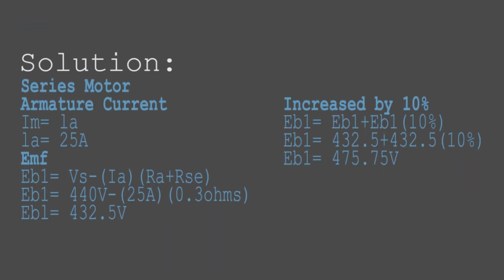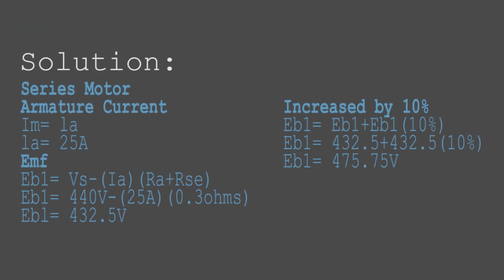And these are the solutions. Armature current IM is equals to IA, so IA is 25 amperes. EB1 is equals to VS minus IA times RA plus RSE. EB1 equals 440 volts minus 25 amperes times 0.3 ohms. EB1 is equals to 432.5 volts.